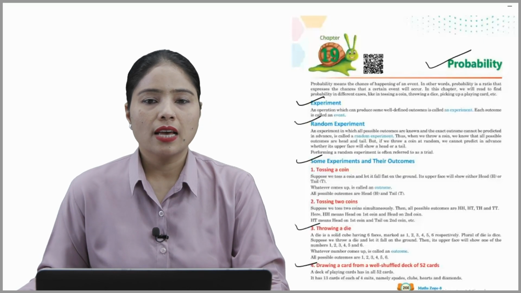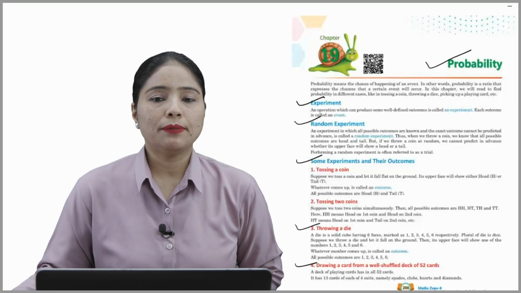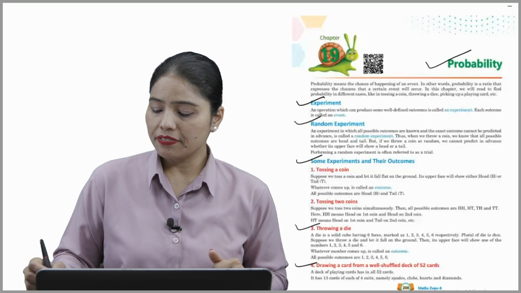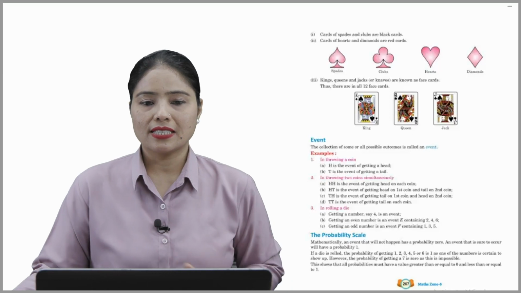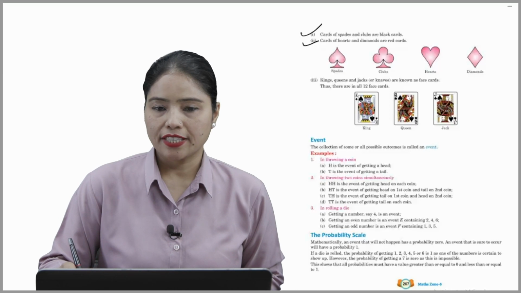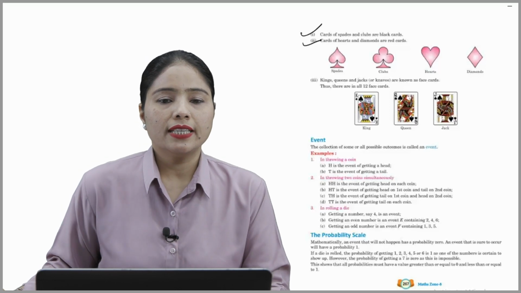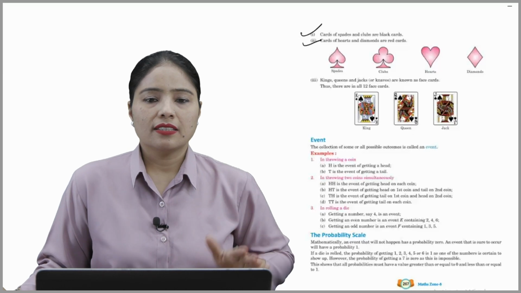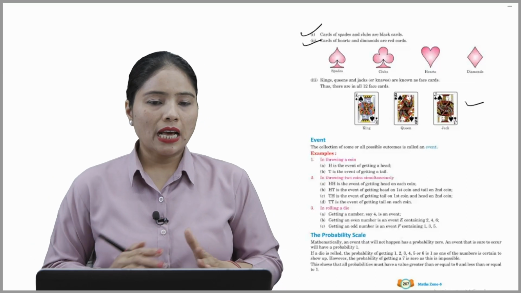So now after that, drawing a card from a well shuffled deck of 52 cards. A deck of playing cards has in all 52 cards, it has 13 cards of each of 4 suits, namely, beta, spades, clubs, hearts and diamonds. Okay, then after that, first is cards of spades and clubs are black cards like that one, and second one is cards of hearts and diamonds are red cards like that one. Okay, these are the diagram or picture of that one. Third one is kings, queens and jacks are known as face cards. Thus, there are in all 12 face cards, beta, like that way. Hope you understood.